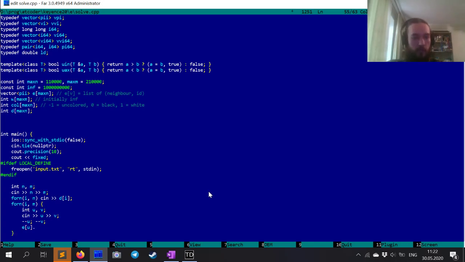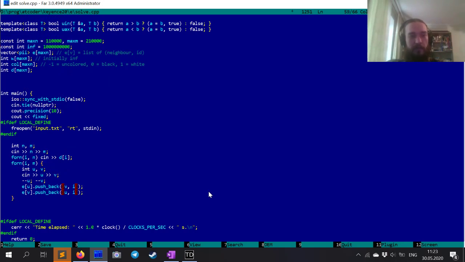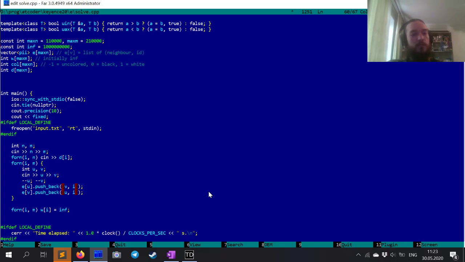Okay. So now we need to add the new edge in both directions. So U now has a new neighbor, a new edge that leads to V and has index I. And the same goes from V. Cool. So now we've filled all our data, and we also have to initialize some of our arrays. So initially all of the edges have to be infinity, and also all of the vertices have to be uncolored. That's -1.